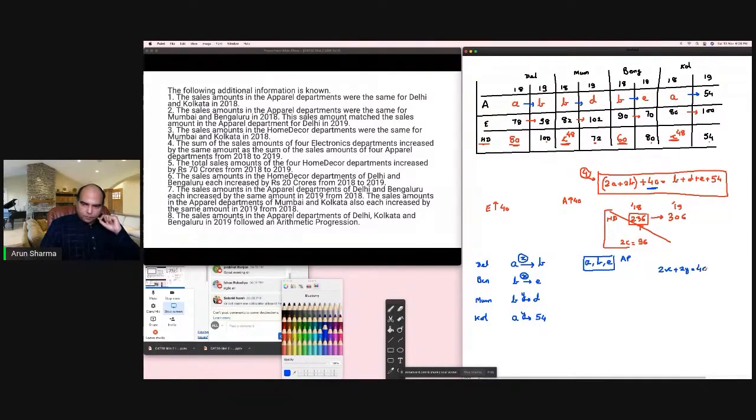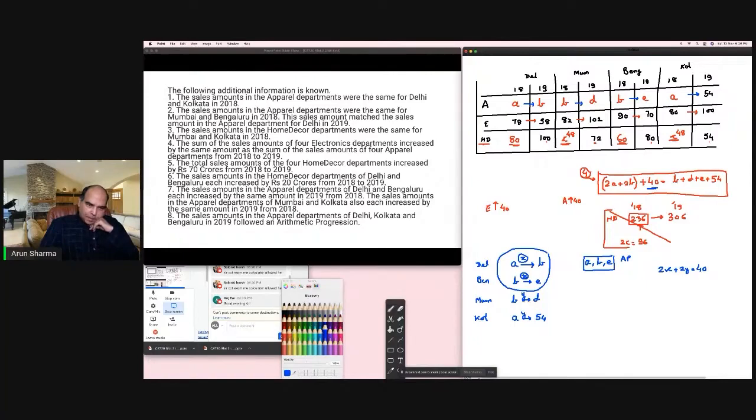What I get to know is that 2x plus 2y is equal to 40. And A, B is an arithmetic progression. That much I know. Next, the sales amount in the apparel departments of Delhi, Kolkata and Bangalore in 2019 followed an arithmetic progression. Last clue. So after this clue, the whole focus will shift onto the solving screen on the whiteboard.